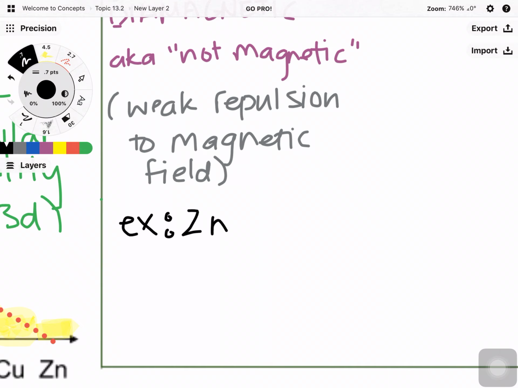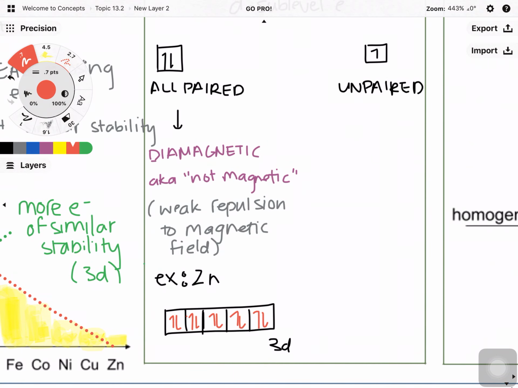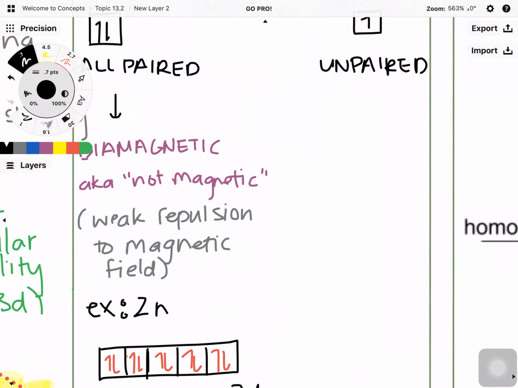So if we think about zinc's d electrons, let's draw the 3d sublevel. Again, the 3d sublevel contains 5 d orbitals. And in zinc specifically, all of my electrons are paired up, and so this material, zinc, is not magnetic. All of the electrons are paired. It's considered diamagnetic, and if exposed to a magnetic field, it will be repulsed.